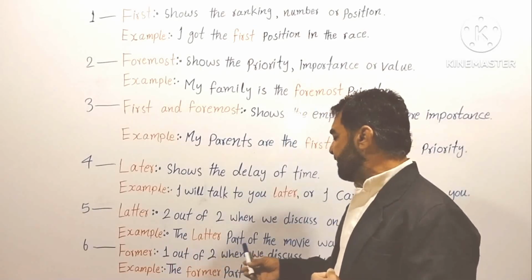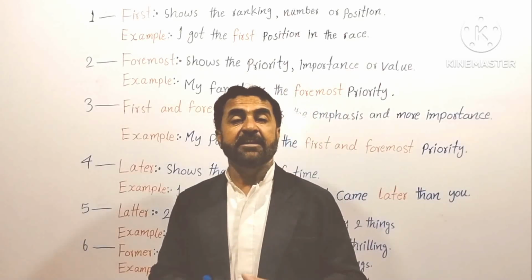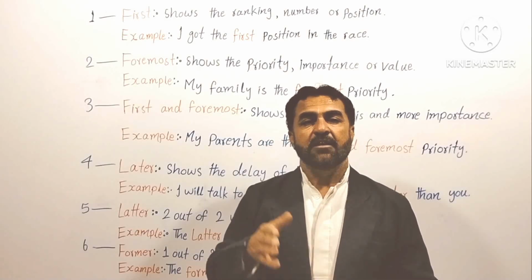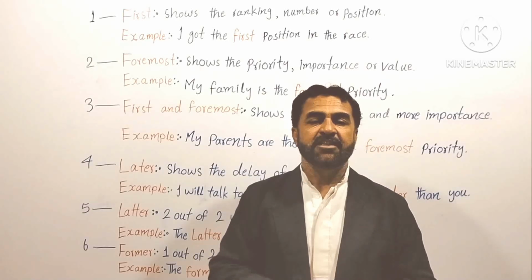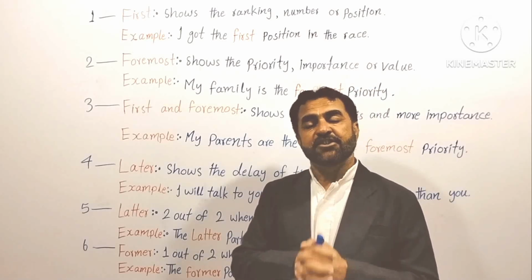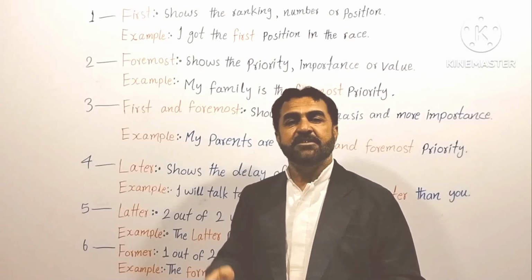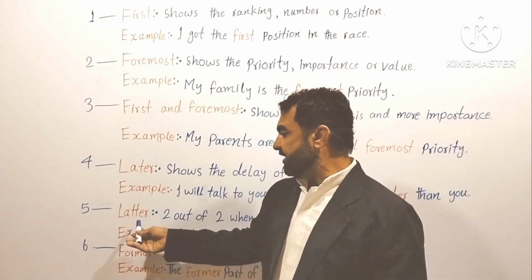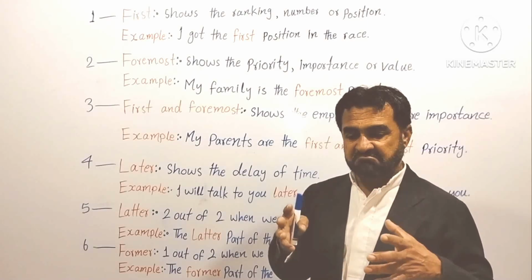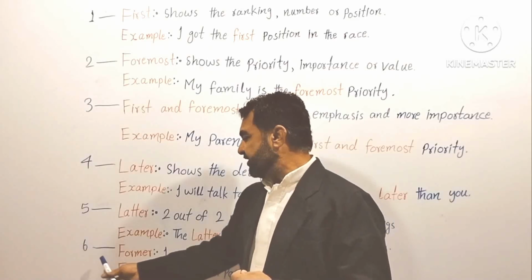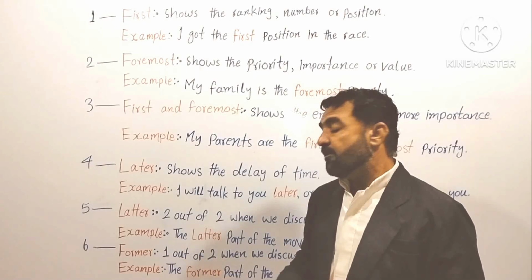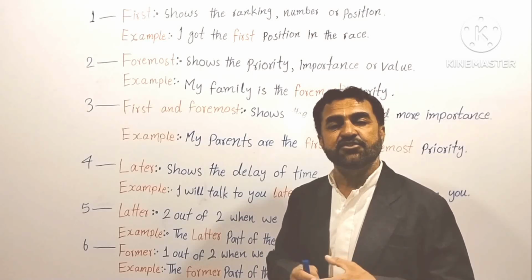Look at the example: The latter part of the movie was thrilling. A movie has two parts, before the interval and after the interval, with the interval in the middle. That's why we can say former part, latter part. The latter part of the movie was thrilling, means it was very sensational. Now look at the last word, former. Former means 1 out of 2 when we discuss only two things.